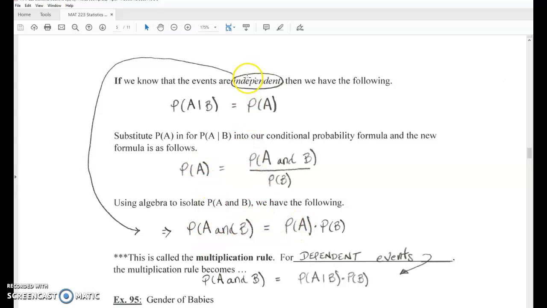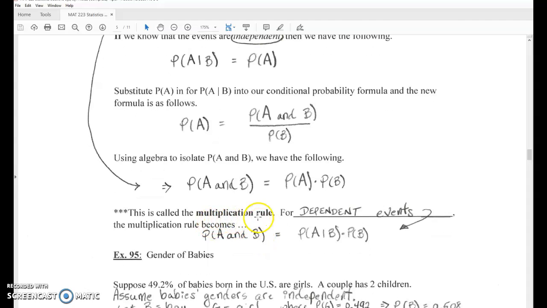So for independent events, I just multiply probabilities if I have an and situation. If A and B are independent, there's no knowledge afforded to me about the probability of A given that I know B occurred. So if A and B are independent, then you just multiply their probabilities, the probability of A times the probability of B. That's called the multiplication rule.